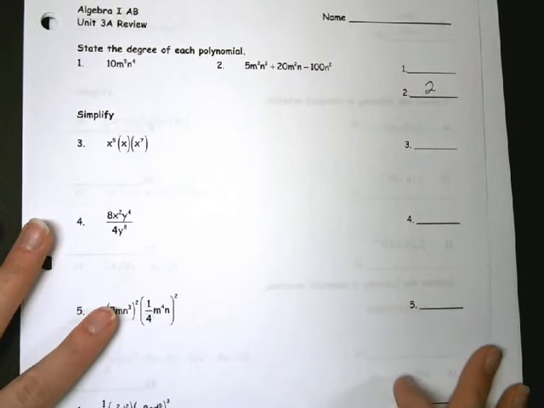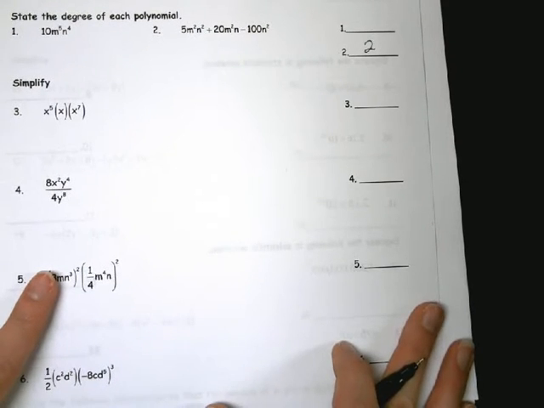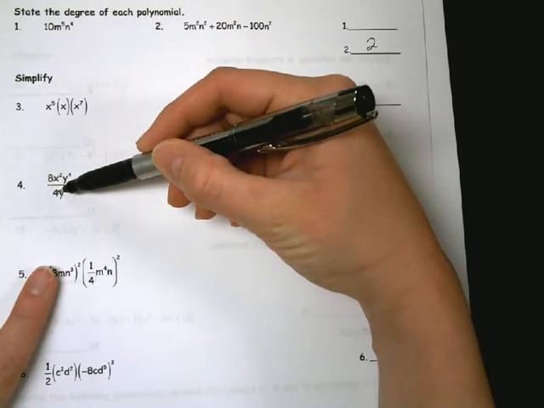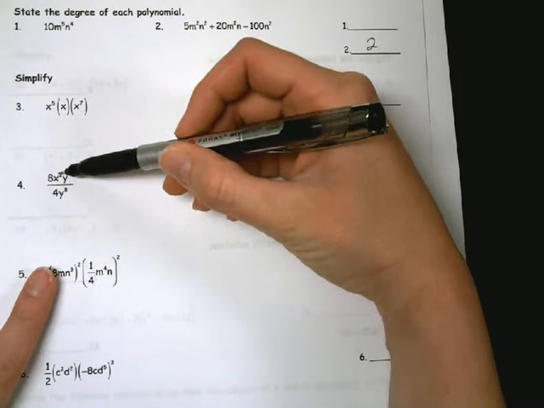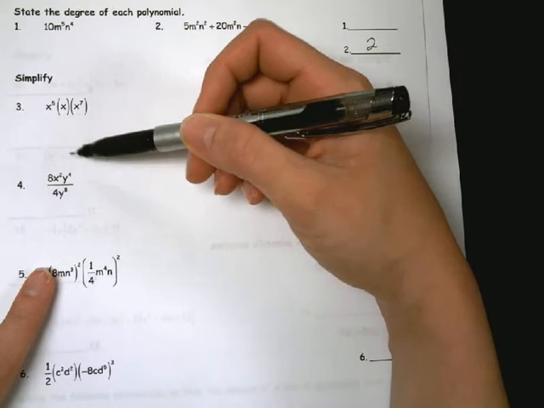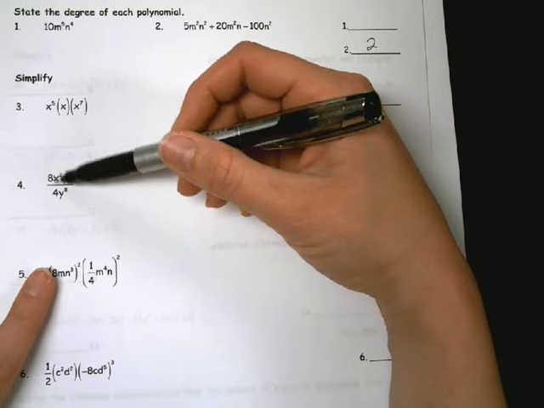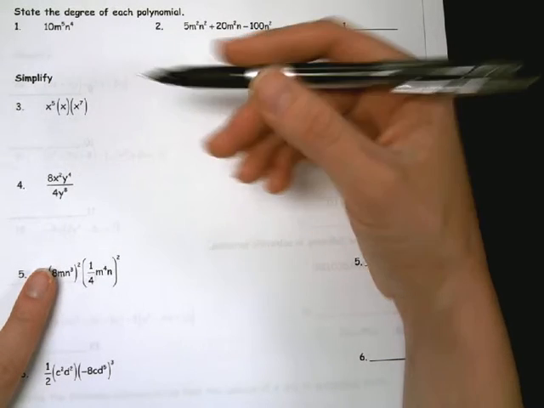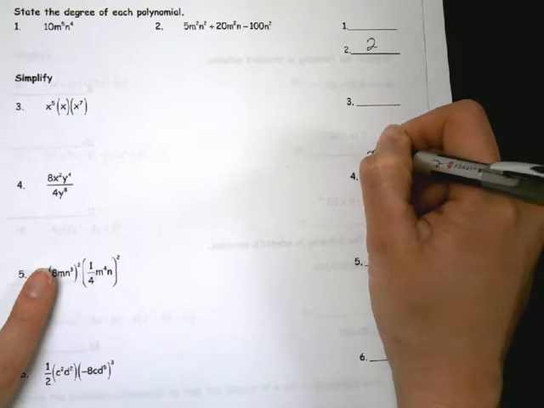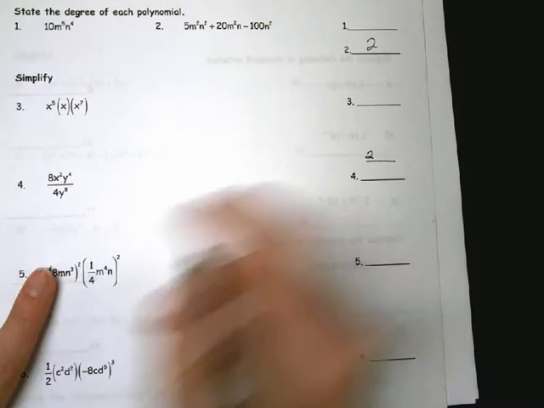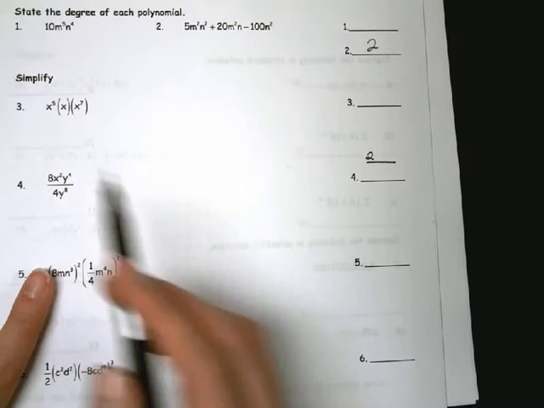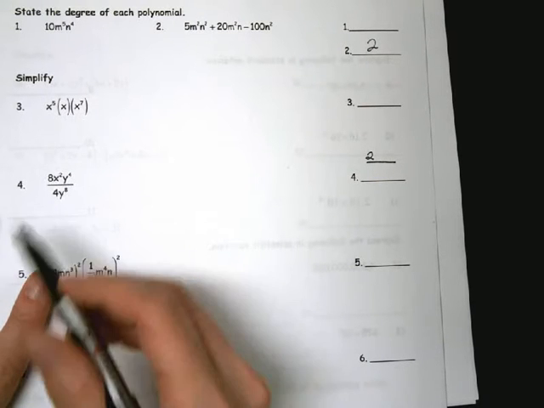For number 4, we want to simplify. The first thing I like to tell my students is simplify your whole numbers first, then go to the x's and simplify those, and then the y's. Simplifying the whole numbers, 8 divided by 4 is just like normal, which is 2. And it goes on top of the fraction because 8 is more than 4, so it stays on top.